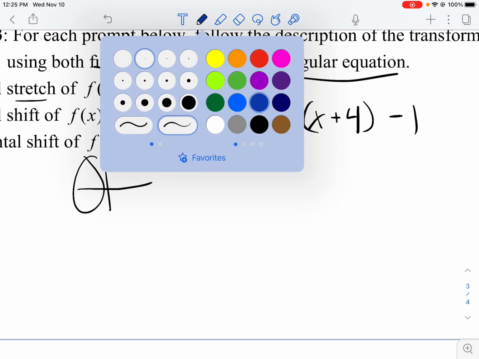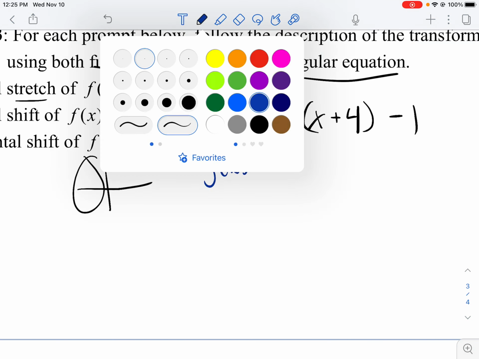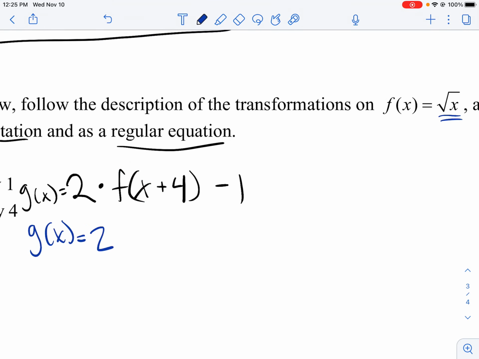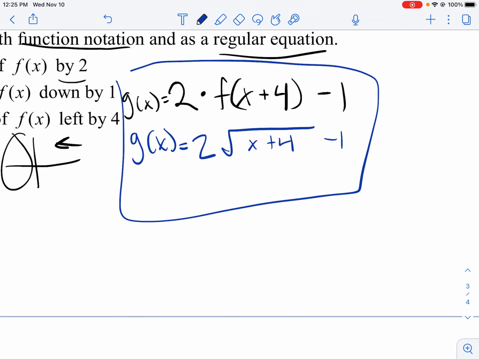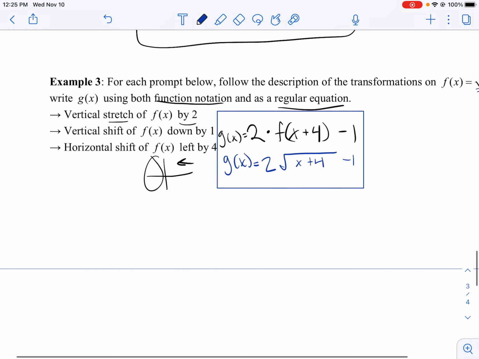Alright, now if we want to write the equation, it's literally going to be the exact same idea. Ta-da! Okay. Where we have the 2 on the outside, right? Now remember, we're using a square root here, so 2 times the square root. And then what's on the inside is still on the inside, outside is still on the outside. And that would be it. That would be both the function notation and the equation for this particular problem.